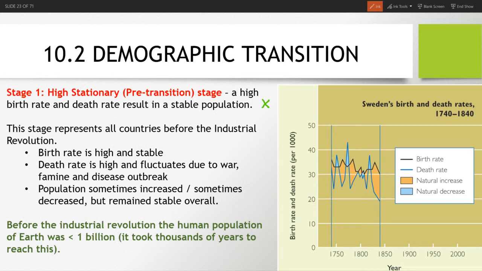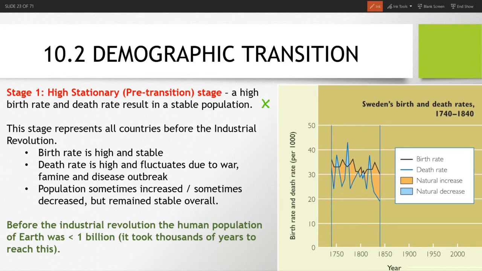So we're using the same type of information in this graph, birth rate and death rate up here on the side, year or time on the bottom. The black line is the birth rate, the blue line is the death rate, and we get natural increase and decrease occurring as well. So as we can see here, there is some wild fluctuation at times, but more or less you get peaks in death rates that are balanced out at other times with peaks in the birth rate. Okay, so that'll result more or less in a stable population.